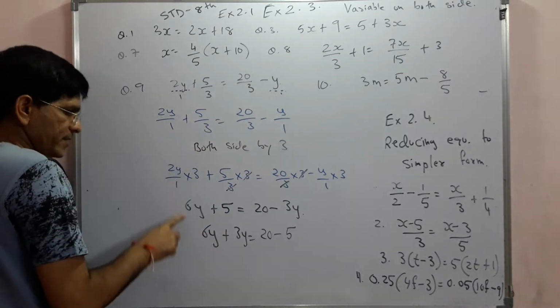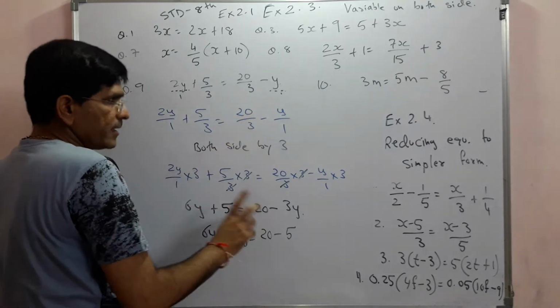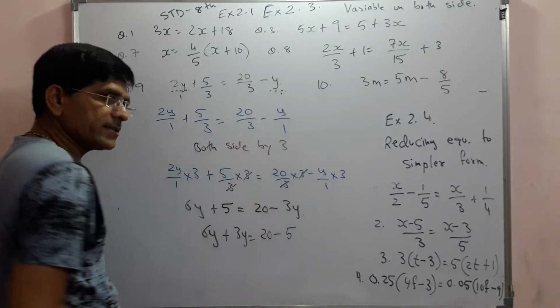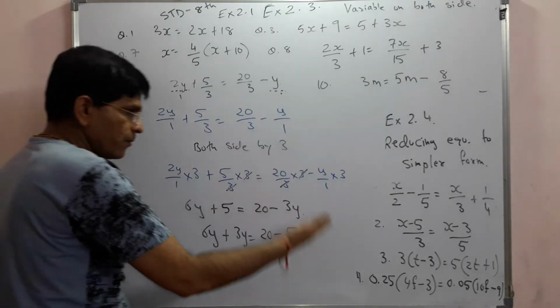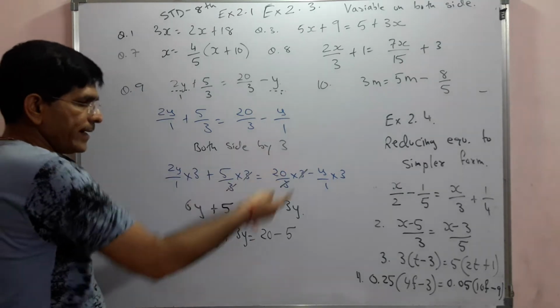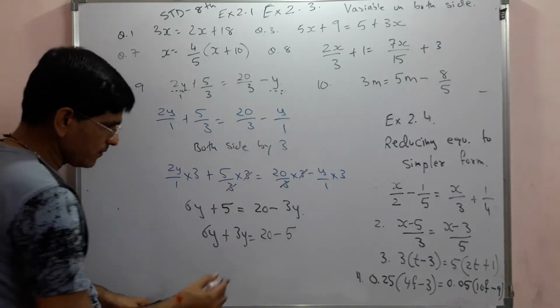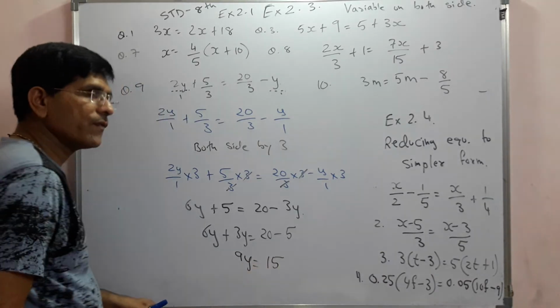So that is 6y. Here 3 cancels, that is 5. Here 3 cancels, that is 20. And here multiply by 3, that is 3y. Now minus 3y should be shifted. From right to left the sign changes to plus. Plus 5 goes from left to right, that is minus. So here 9y is equal to 15.